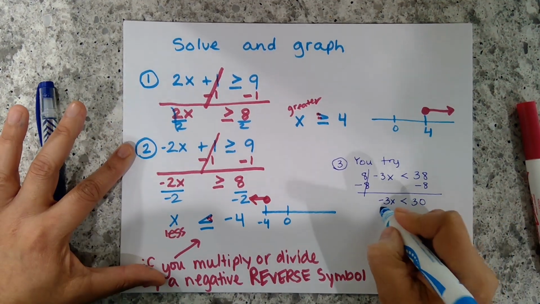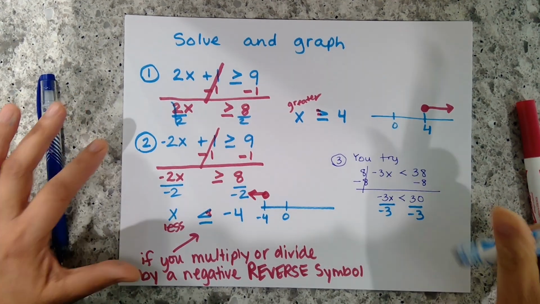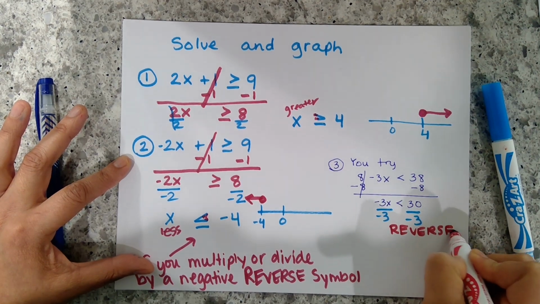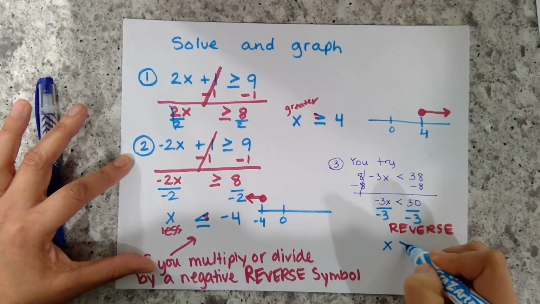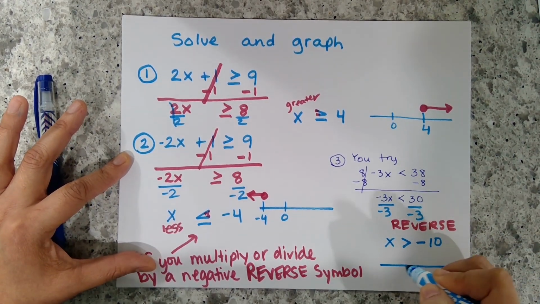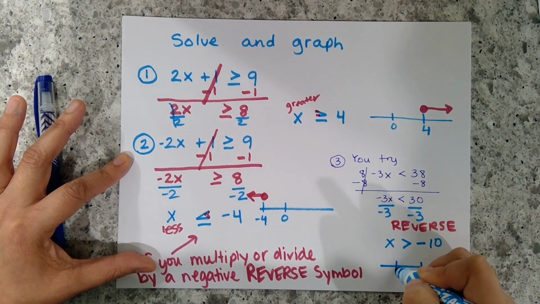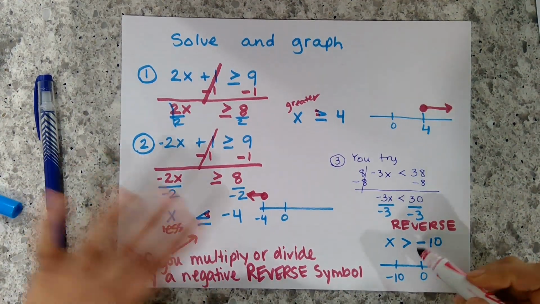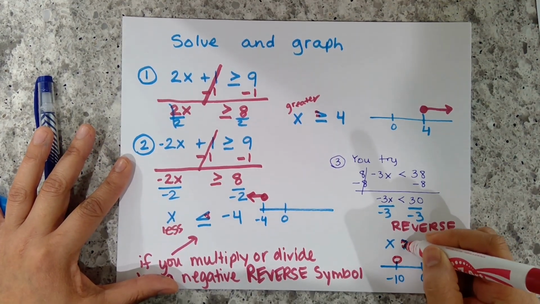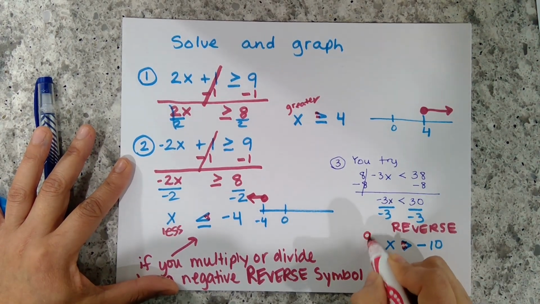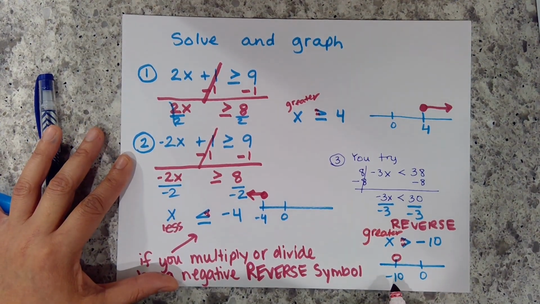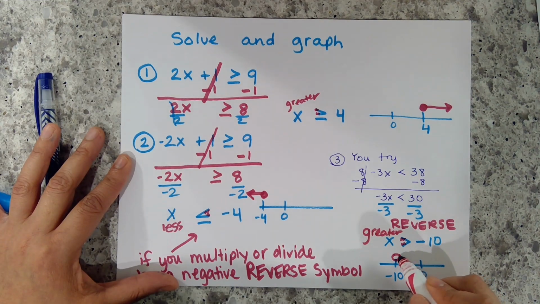Divide by a negative. When you divide by a negative, that reminds you to reverse your inequality symbol. So this is x greater than 30 divided by -3, -10. So I'll do 0 here, -10 right there. Okay. All right. So it is an open circle. It's eating the x. That means x is greater. So values greater than -10 would be on this side.